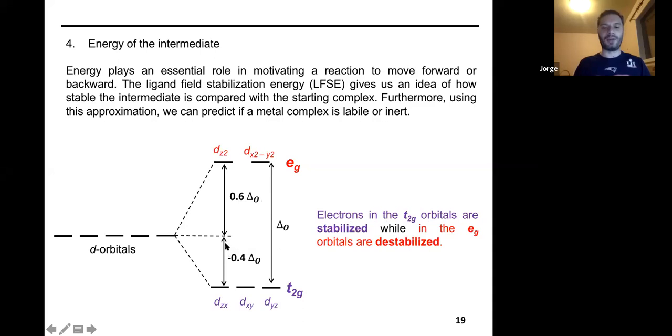Every time we add electrons down here, the system will go down in energy, and if we start to add electrons up here, the system will go up in energy. And again, what we are going to do here is a rough approximation of the energy of the system, just to make sense of labile and inert behaviors.